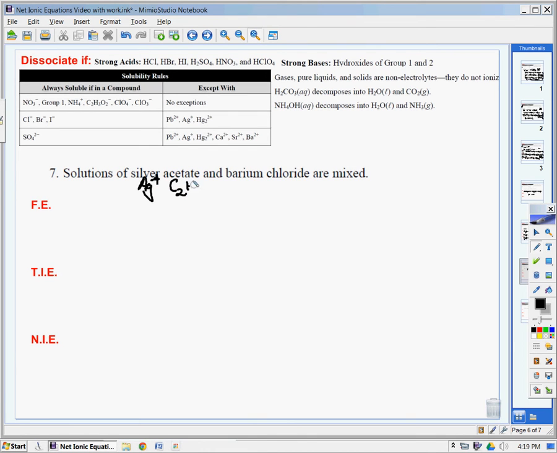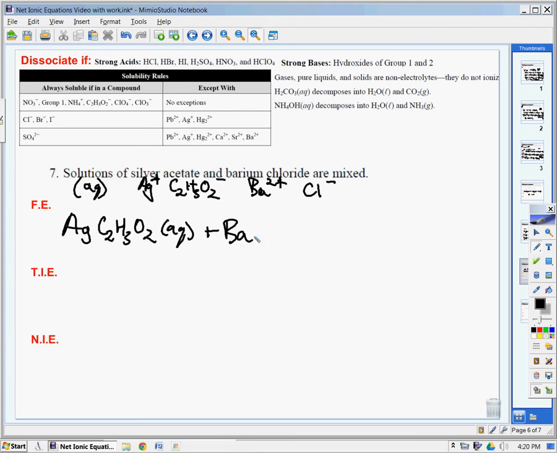Acetate, C2H3O2, and it's negative. Barium is 2+, and chloride is negative. And they're both solutions, so they're both aqueous. So when we do this thing, AgC2H3O2, which is aqueous, will react with barium chloride. We have to crisscross the charges to make it neutral. That's aqueous as well. To form, well, what does it form?